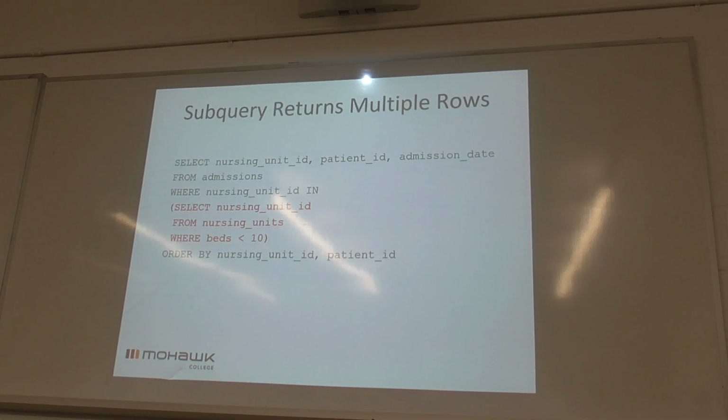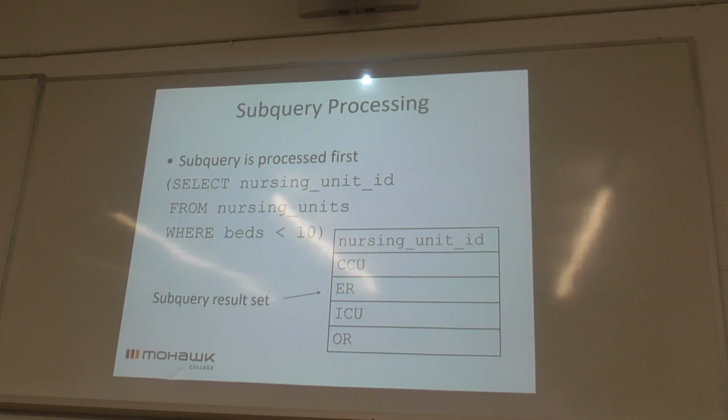What this is ultimately doing, select these fields from admissions, so we're looking for all patients, this information about all of the admitted patients, where they are in units where the number of beds is less than 10, and then ordering them. Right? Now that's a fairly complicated query. That's a fairly complicated thought to express. But that is the power of a subquery. Make sense? Any questions?